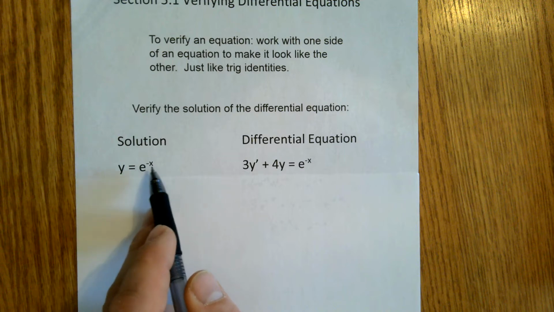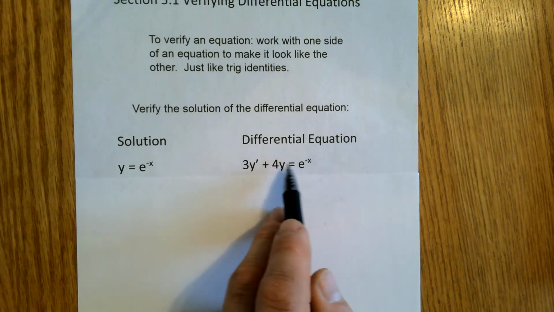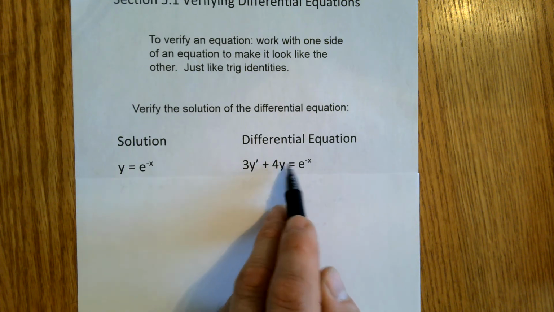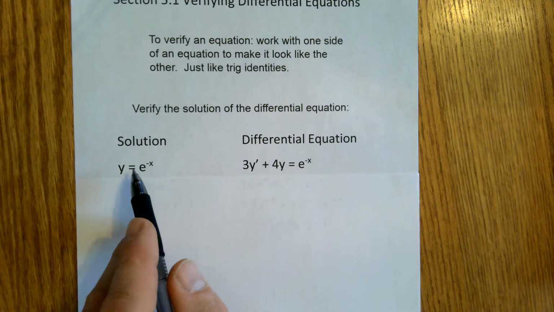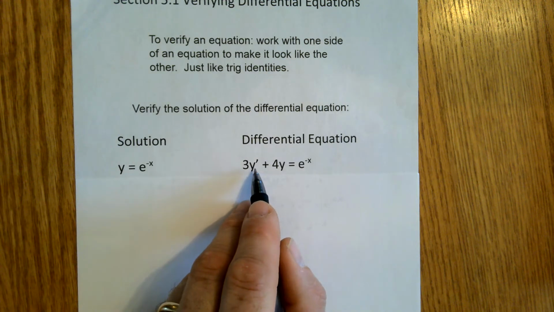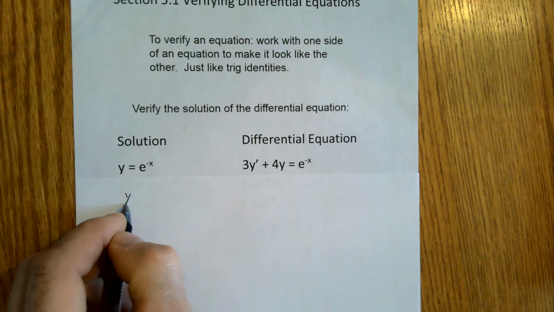So maybe y equals e to the negative x in our example here. We want to verify the differential equation. So we want to verify that 3y prime plus 4y equals e to the negative x. And the way we're going to do that is we're going to take that y equals e to the negative x, and we're going to go ahead and figure out what they want us to do with it. They want us to find y prime in that differential equation.